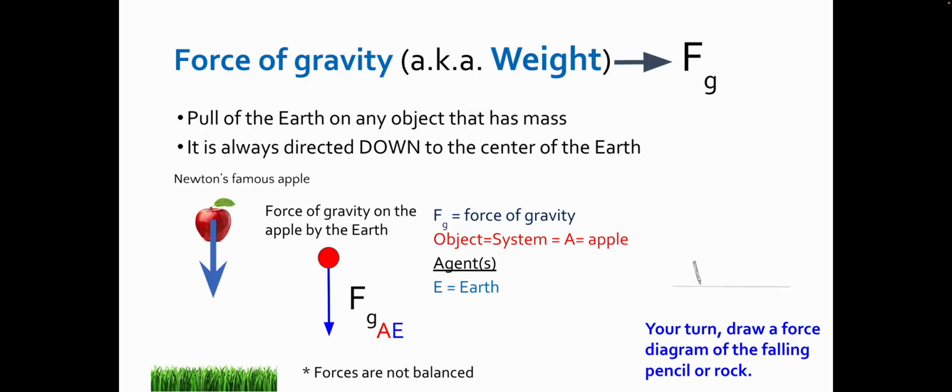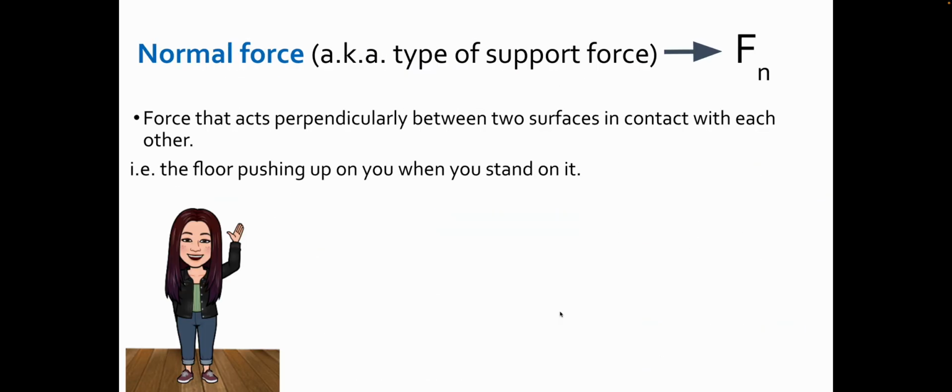Okay, so let's see how you did drawing the force diagram of either the pencil or rock. Since I'm not sure which one you did, I'm going to just say S for system. And so I have just a dot representing the pencil or the rock, force of gravity on the system by the earth. And there's only one force down, which is the force of gravity. How'd you do? I hope you got it right. If not, if you did the pencil, now do the rock. If you did the rock, now do the pencil, and then check your work again. All right, that's one force. Let's move on to our next kind of force.